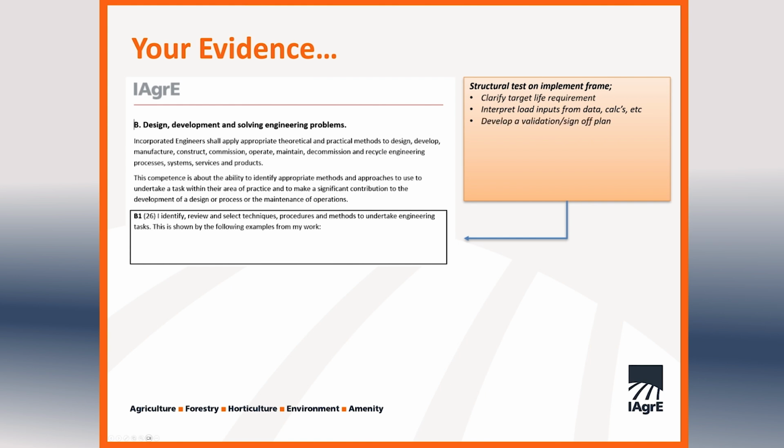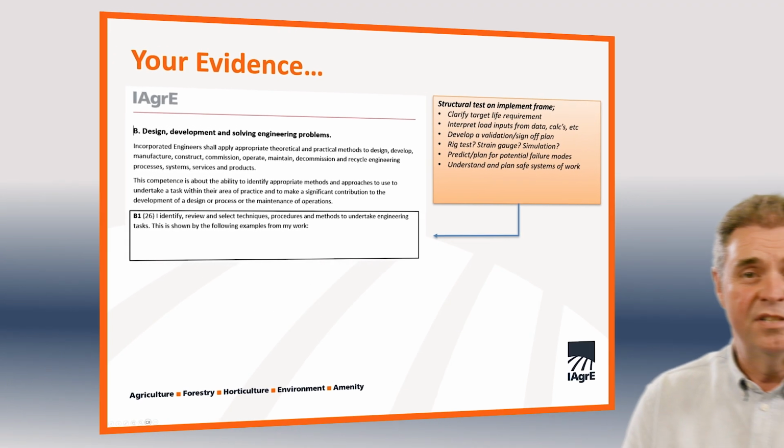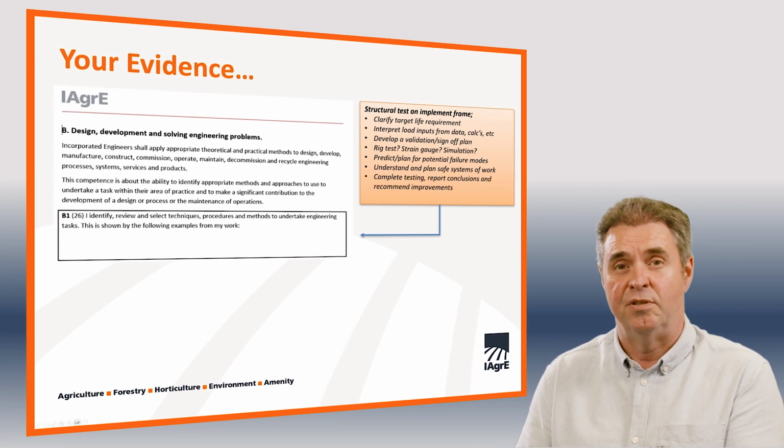A validation and sign-off plan is required. How are you going to test it? With a rig test, structural measurement, using strain gauges or computer simulation? You need to plan for potential failure modes so you can understand and plan safe systems of work. Once you've done the testing, you need to report conclusions and recommend improvements.